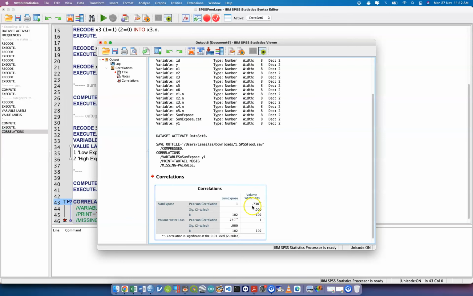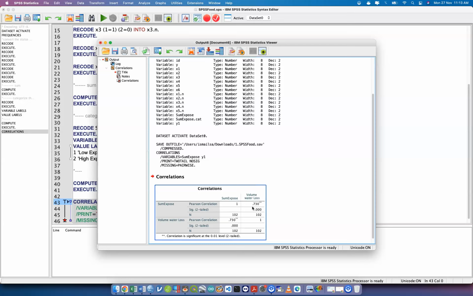When I run it, I got a correlation between volume of water loss and sum of exposure of 0.730. Right? So more than 0.7 is considered what? This is based on Guilford's rule of thumb: 0.4 until 0.7 is moderate, and 0.7 until 0.9 is considered high. So this means a positive high correlation. That means the higher you are exposed to the type of food, the more water loss you will get. Hypothetically speaking, this is an example of correlation.